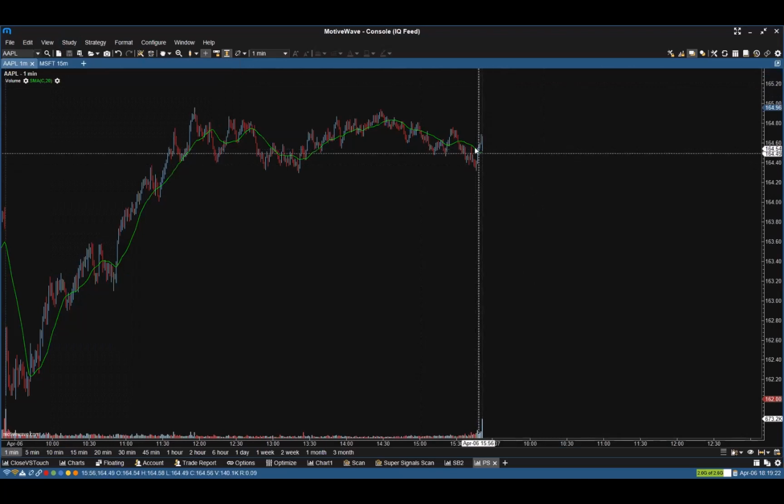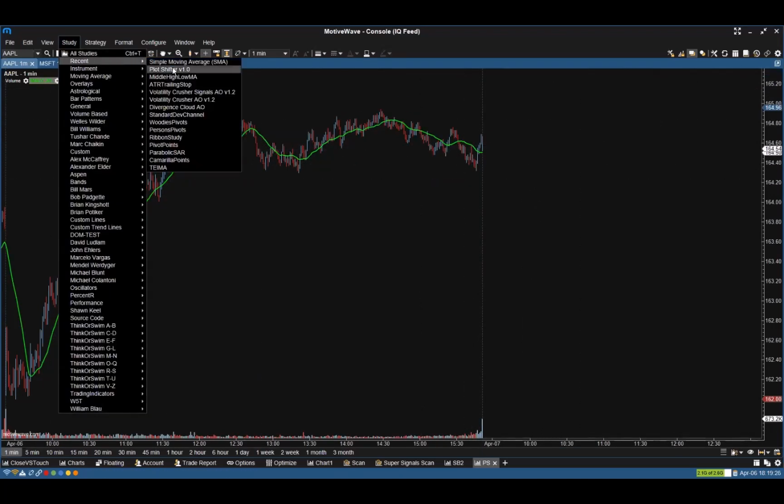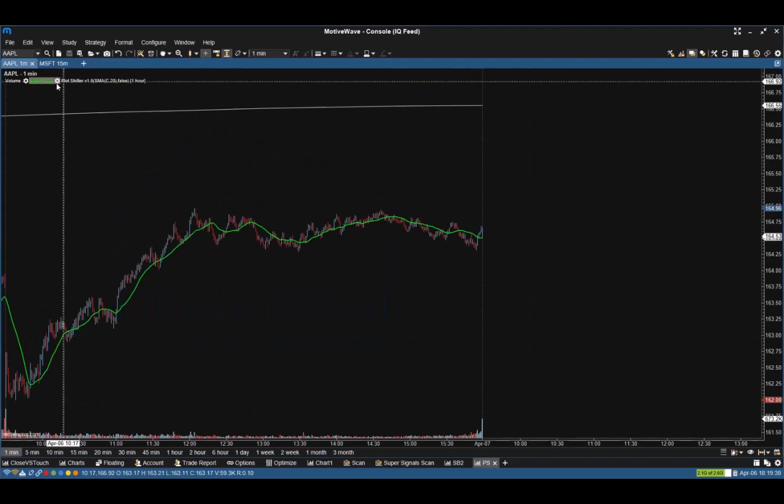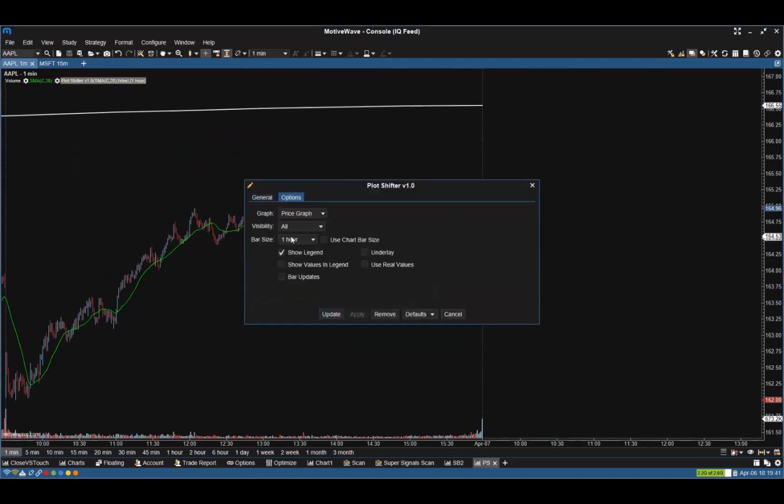Or what was the 20 moving average 10 bars ago? And you'll see how this comes into play in a moment, but this is also easy. So I don't want to use specific time anymore. I click that off and I want to reference the input simple moving average. So if I click create here, second, make sure I'm not on the 1 hour, use the chart bar size.